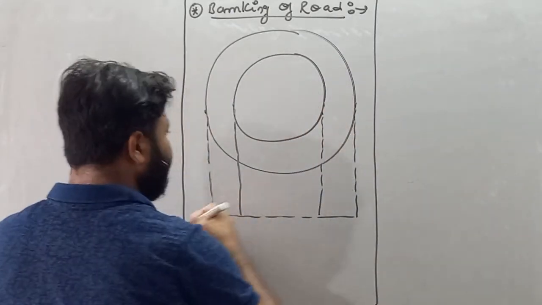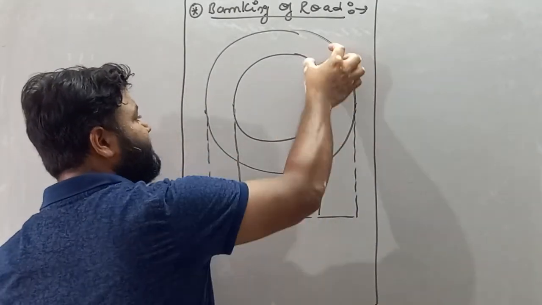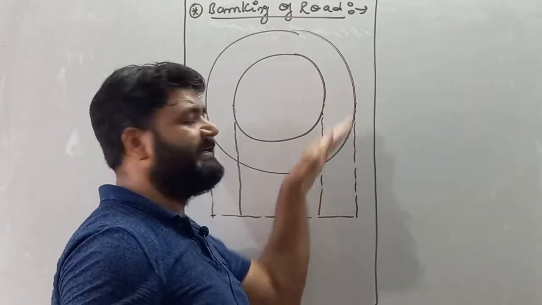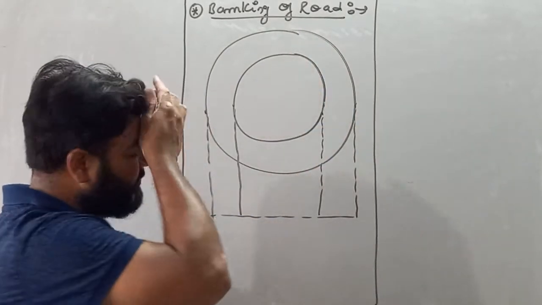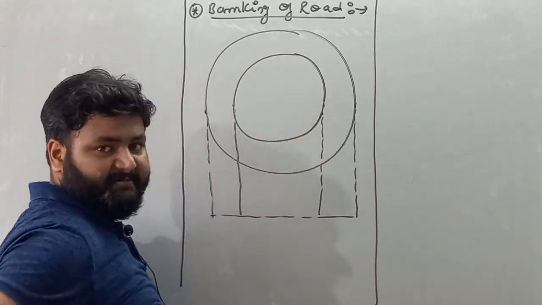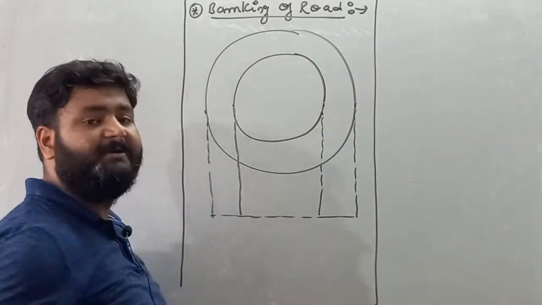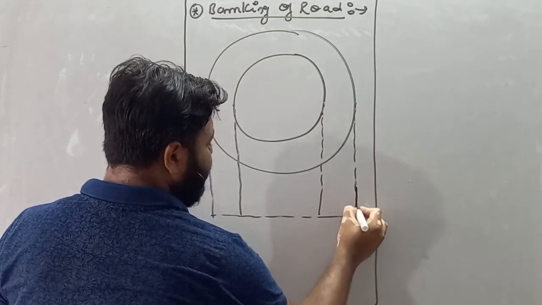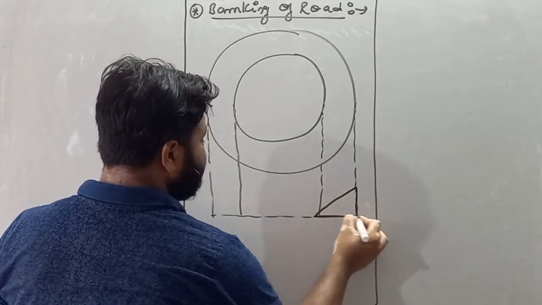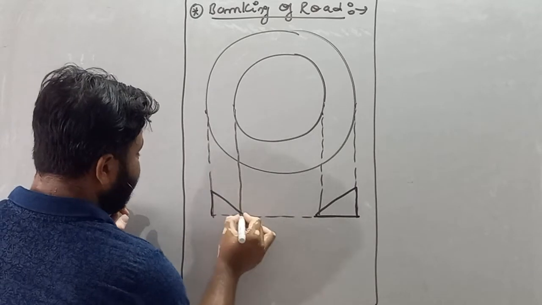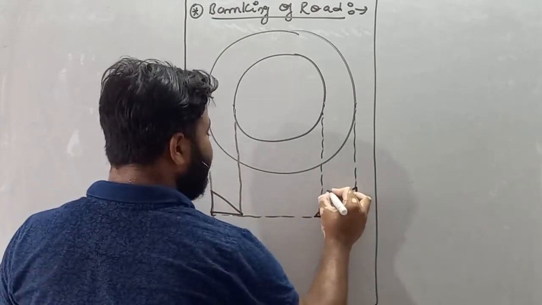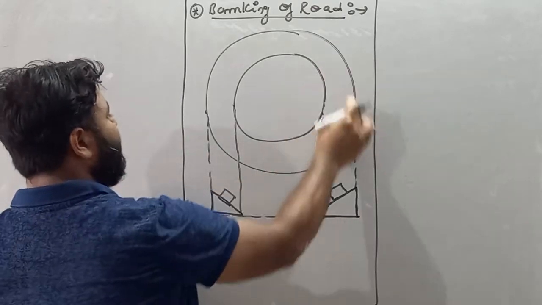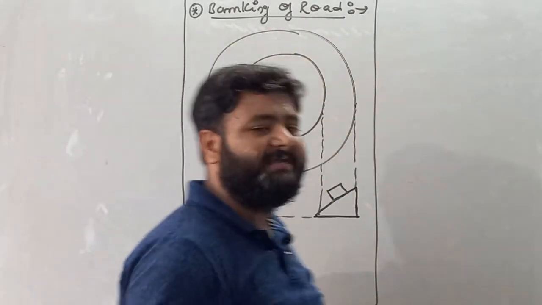This is the part where we can take a sharp turn. Our vehicle can take a sharp turn, my dear student. So rising from one end in this sharp turn is called banking, and rising up means making an inclined plane. Like this, and on this side it is like this. So making an inclined plane on the turn section of the road is called banking of road.